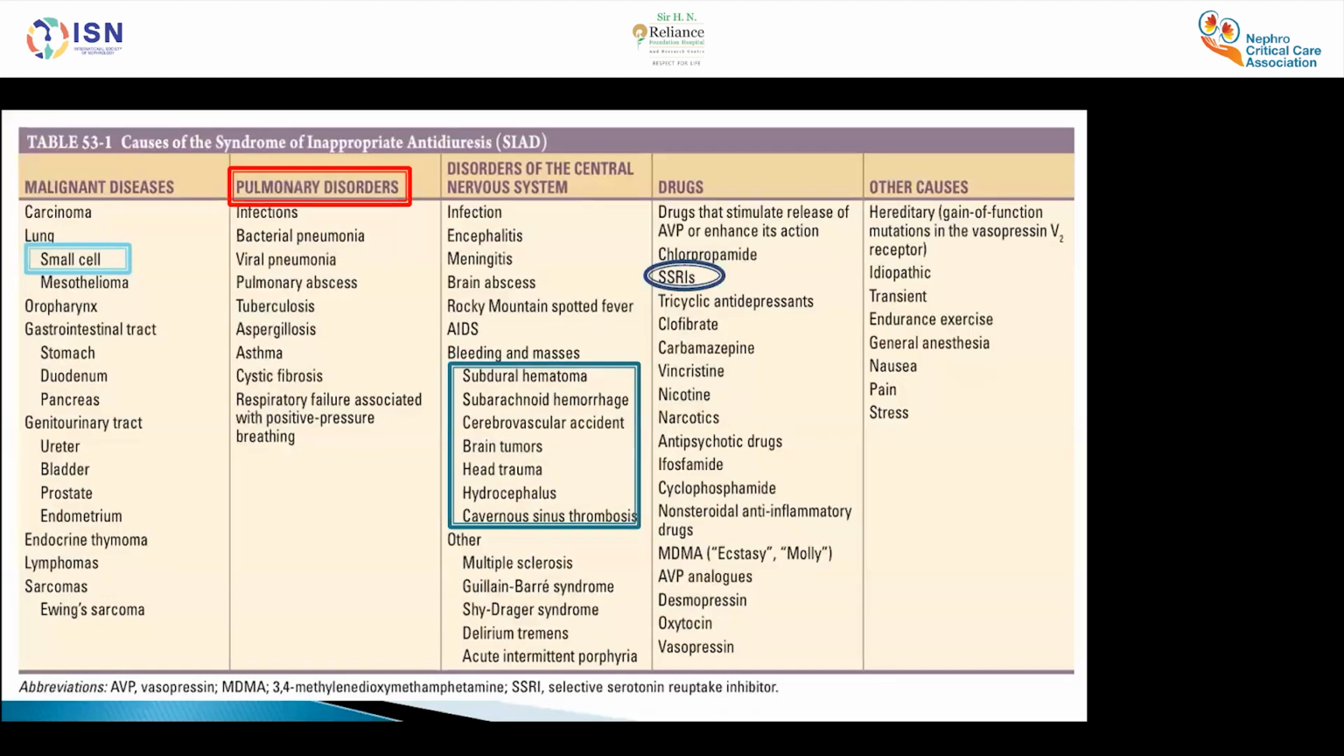So the most common causes of SIADH are pulmonary disorders, which can be pneumonia, abscesses, tuberculosis, pleural effusions, and the most common malignant disease associated with SIADH is small cell carcinoma of lung. The disorders of nervous system associated with SIADH are multiple, but most commonly encountered are subarachnoid hemorrhage, cerebrovascular accidents, traumatic brain injuries, and the most common drug associated with SIADH is SSRIs. Other causes are gain of function mutation in vasopressin V2 receptors, and then stress, pain, anesthesia, exercise.